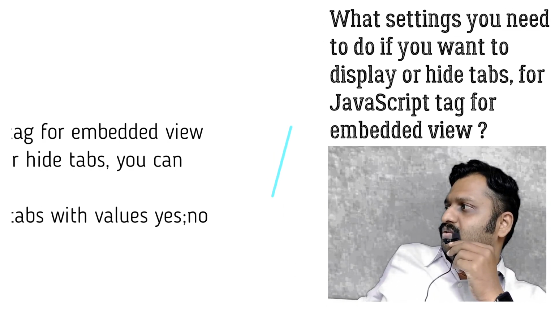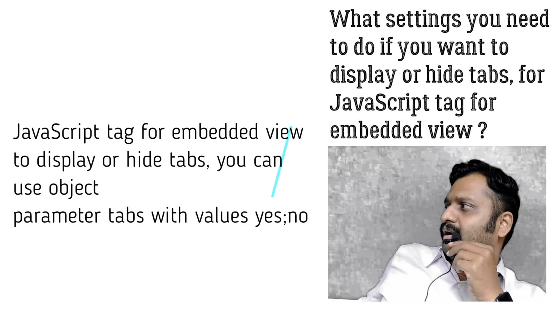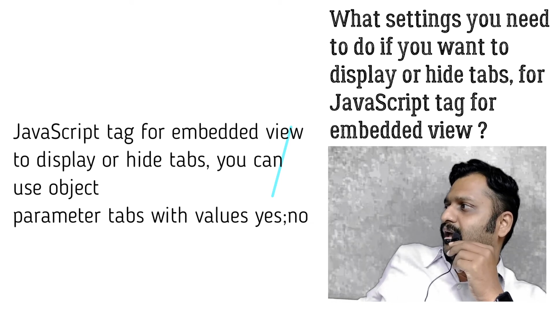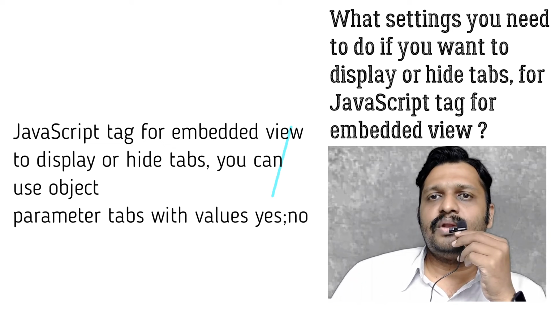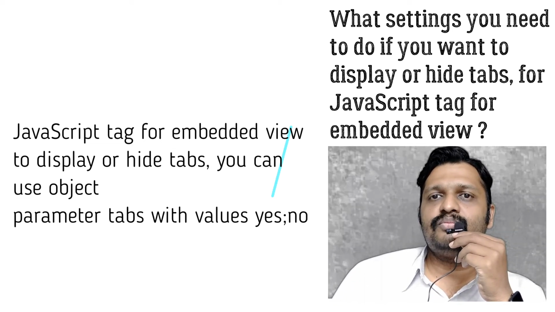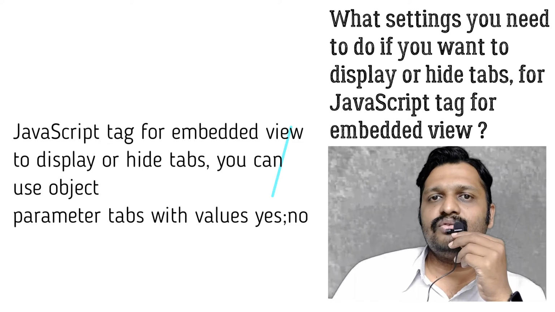Next question. What settings do you need to do if you want to display or hide tabs for JavaScript tag for embedded view? To display or hide tabs, you can use object parameter tabs with values yes or no. Next question.